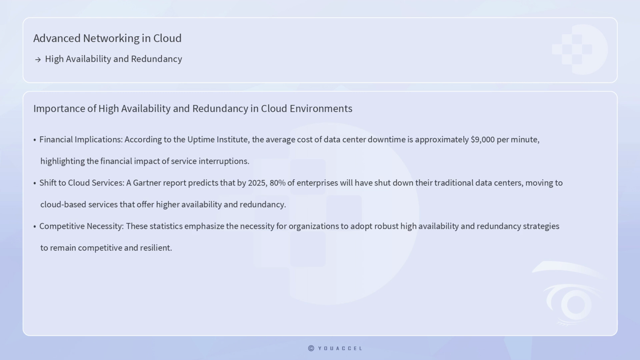Statistics highlight the importance of high availability and redundancy in cloud environments. According to a survey by the Uptime Institute, the average cost of data center downtime is approximately $9,000 per minute, underscoring the financial implications of service interruptions. Furthermore, a Gartner report predicts that by 2025, 80% of enterprises will have shut down their traditional data centers, moving to cloud-based services that offer higher availability and redundancy. These statistics emphasize the necessity for organizations to adopt robust high availability and redundancy strategies to remain competitive and resilient.